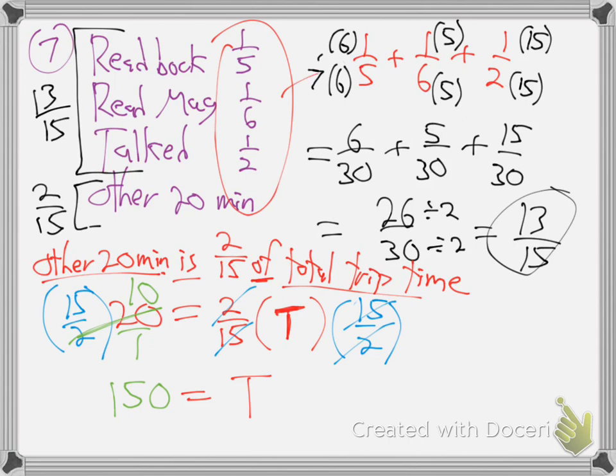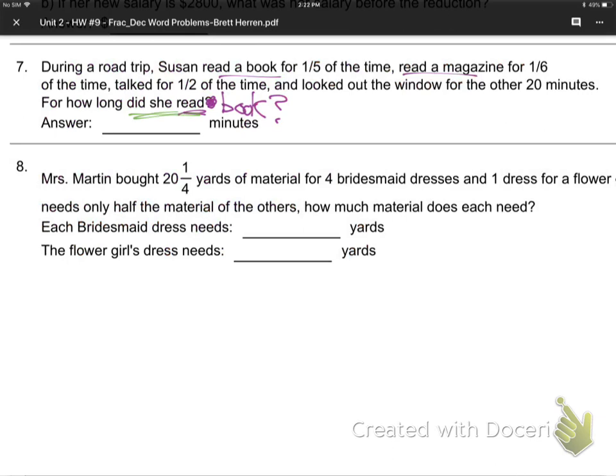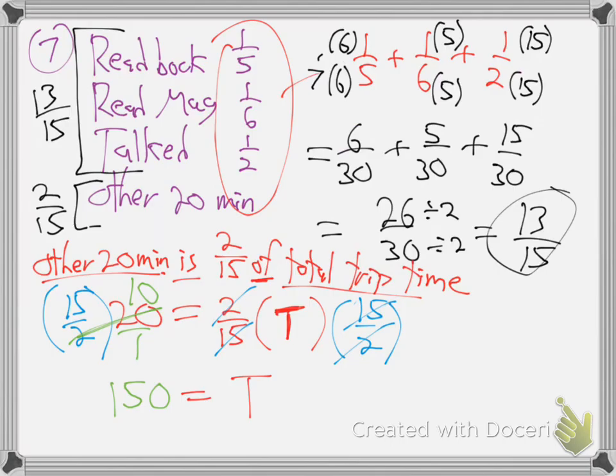So T is 150. Now, that's almost the answer to the question, but that's not quite what they asked. Did you notice what their question was? In fact, I messed up the question. It was, how long did she read the book? That's what I meant to say. So how are we going to figure out how long she read the book?